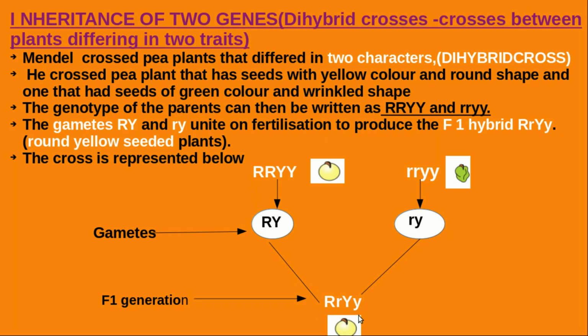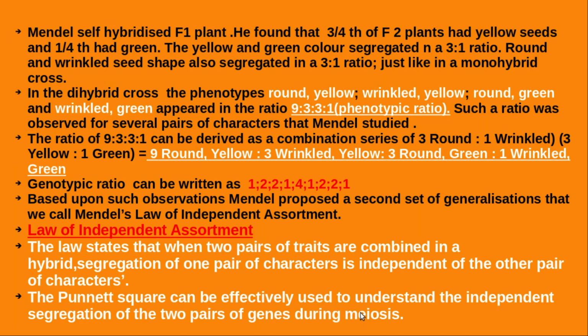When Mendel crossed these F1 plants, he found that in the F2 plants, 3/4 of the plants had yellow seeds and 1/4 had green.